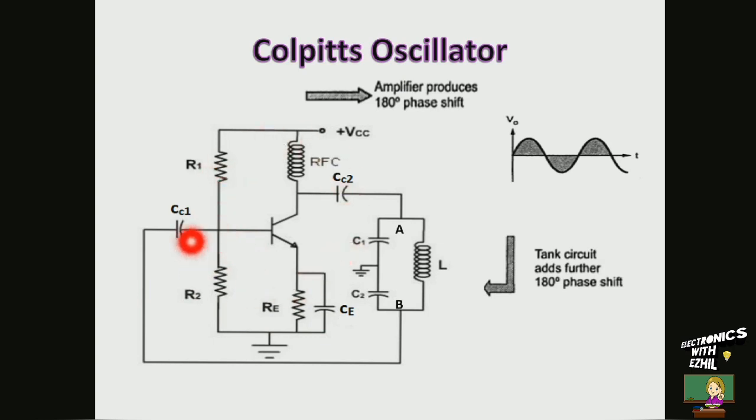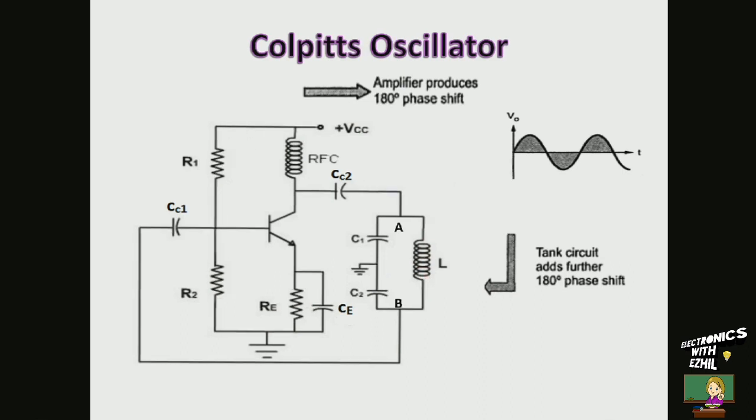The common emitter amplifier stage provides a phase shift of 180 degree. As the emitter is grounded, the base and collector voltages are 180 degree out of phase with each other. As the center of the capacitor C1 and C2 is grounded, the potential at the point A is 180 degree out of phase with the potential at the point B. Hence, the feedback network also provides an additional phase shift of 180 degree. Thus, the total phase shift around the loop is 360 degree or 0 degree, which satisfies the required condition for oscillation.